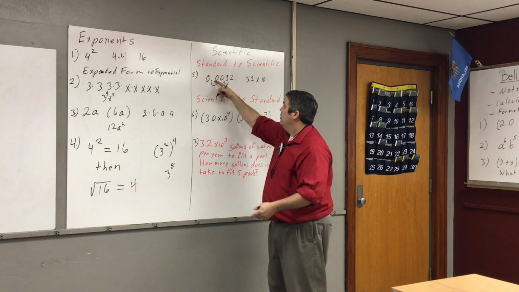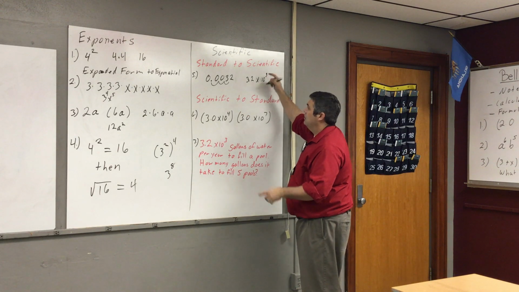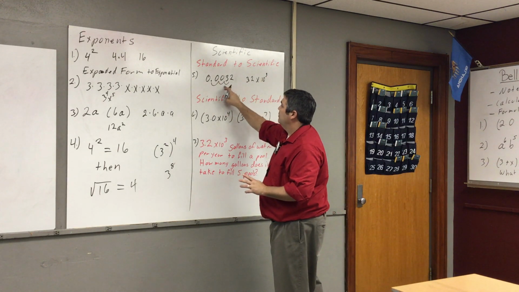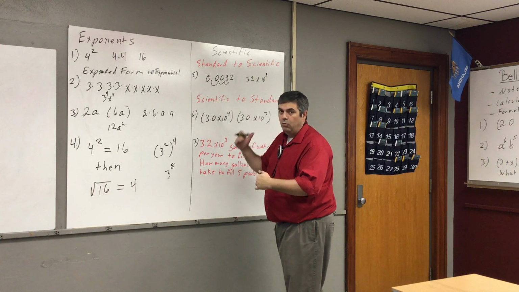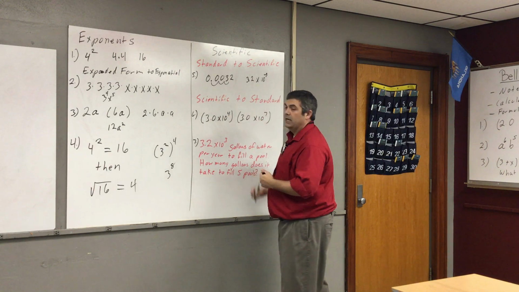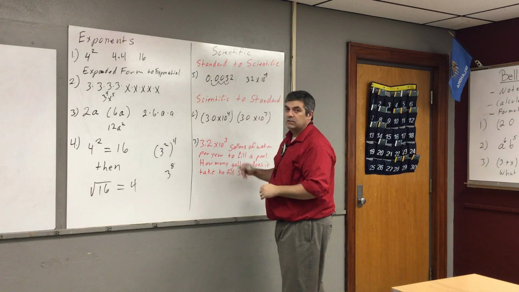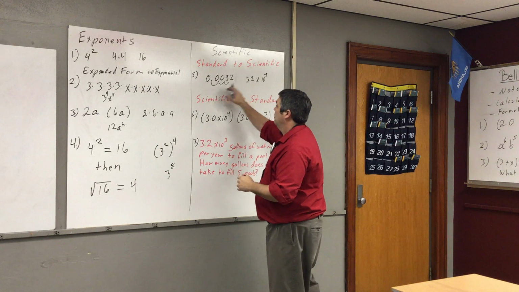I need to count. 1, 2, 3, so I counted 3, times 10 to the 3rd, but now I look back over here at this number. Was this number, the absolute value of it, a small number? Was it below 1? If it was below 1, this becomes negative. If it was above 1, that stays positive. Okay, so be aware of how that works.